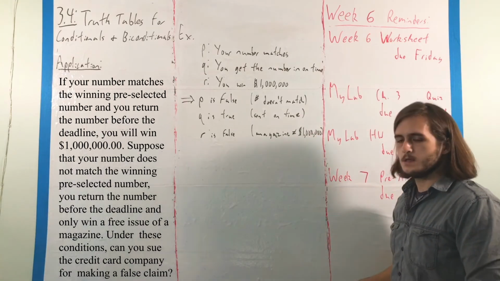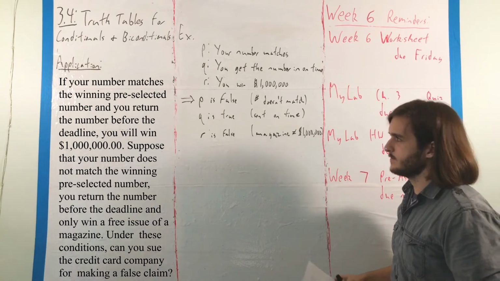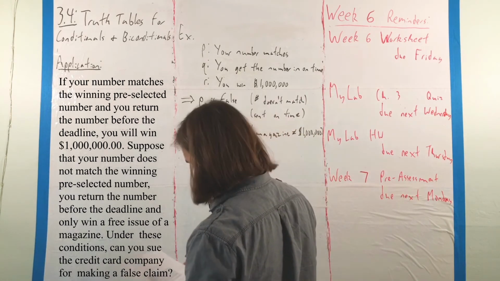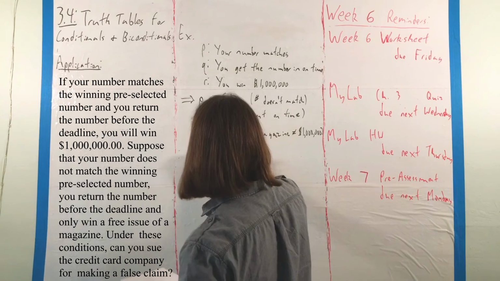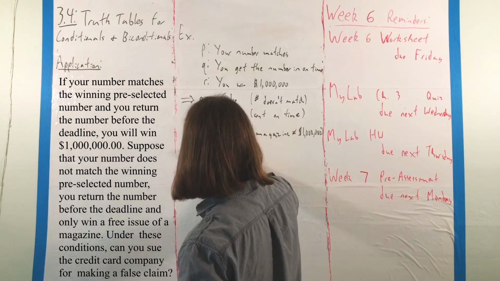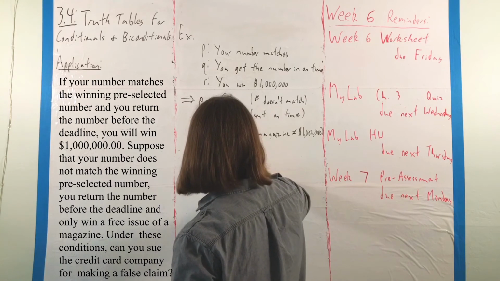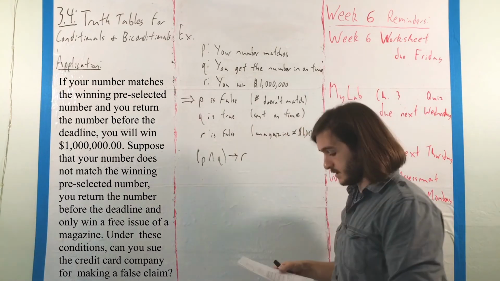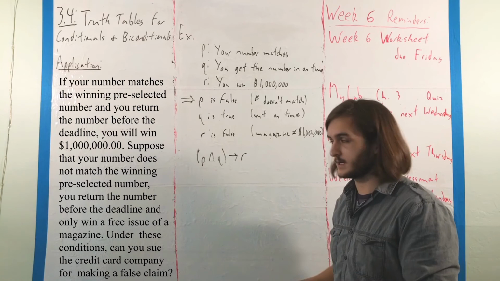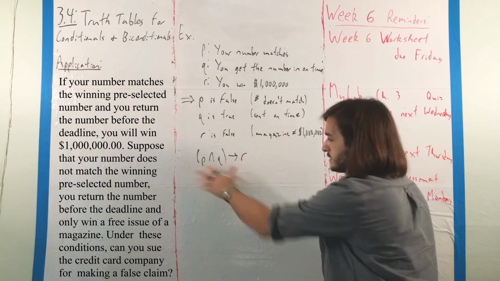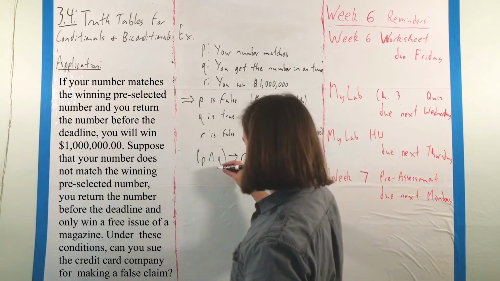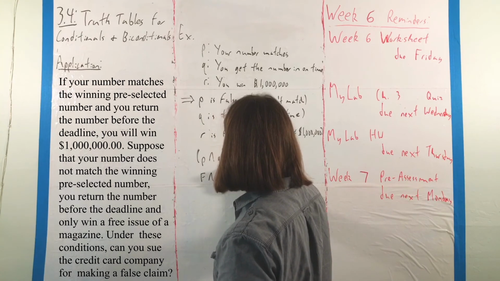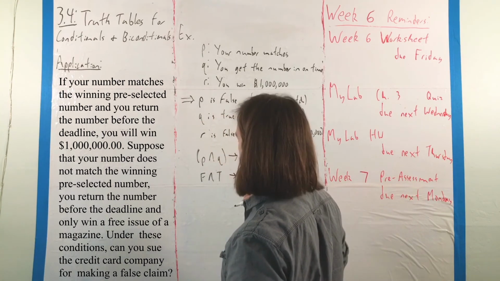Well, thinking about this, then what we would get for our value here, breaking this down in our components, is since our statement can be written as P and Q implies R. That is, our statement was, if your number matches and you return it on time, then you win the money. This is a conjunction of a false statement and a true statement that is meant to imply a false statement.